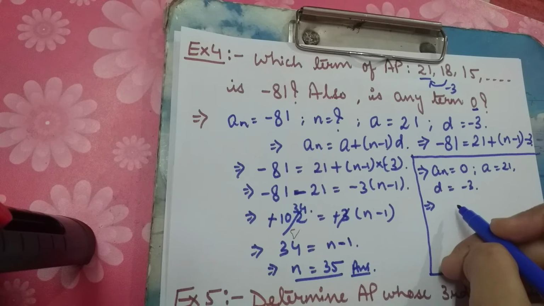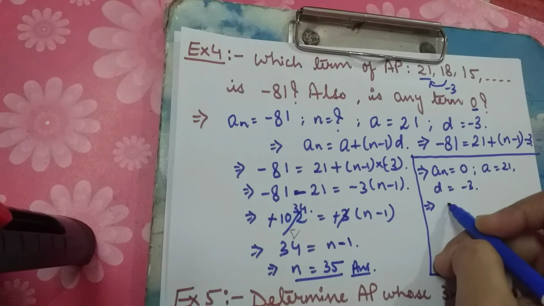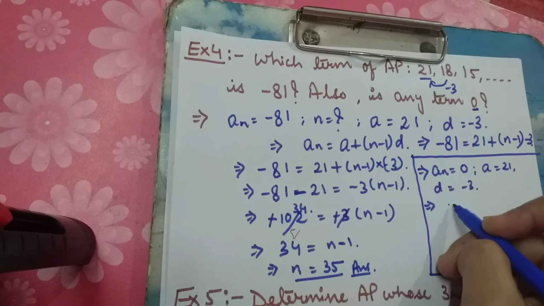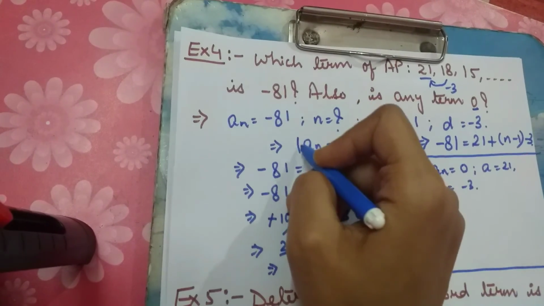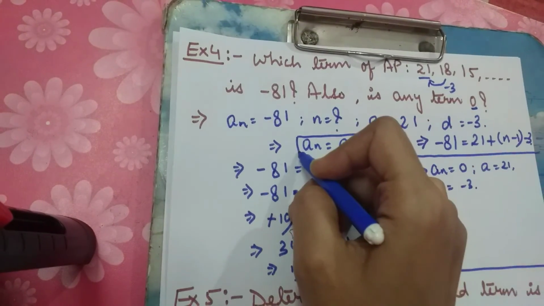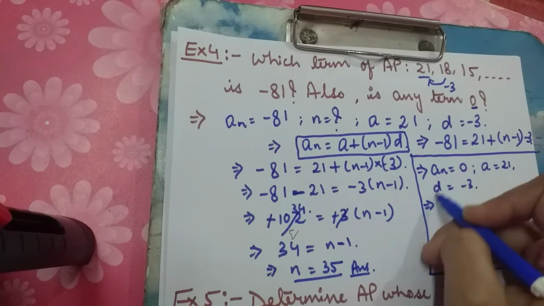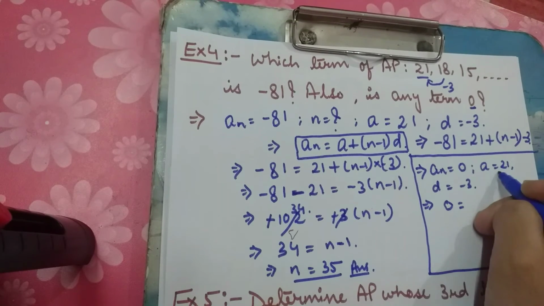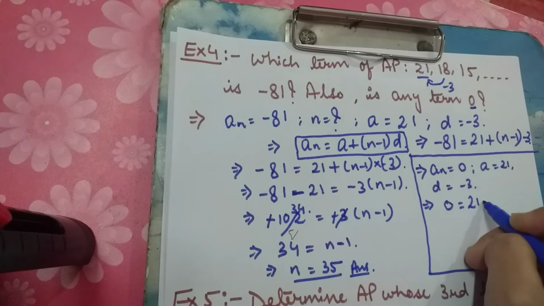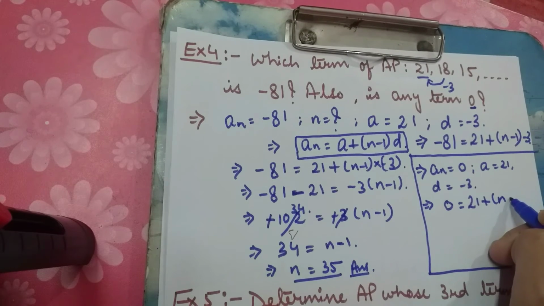So let's check it out. For the value of n, just use the formula an equal to a plus n minus 1 into d. The value of an is 0, so 0 equal to 21 plus n minus 1 into d, where n is unknown and we have to find it out.